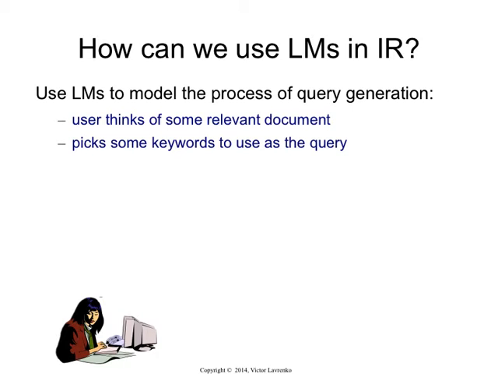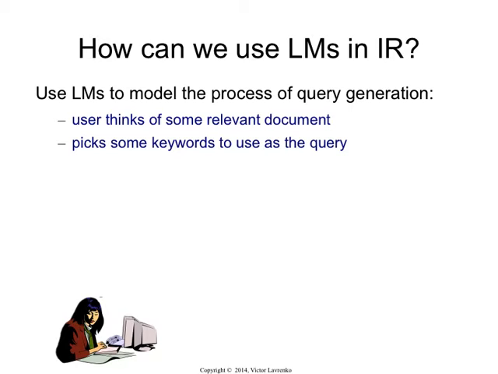How are we going to use language models in information retrieval? Here you come up with this formalism, or conceptual notion, of how queries could have been generated. Then we're going to use that notion for ranking documents quite directly. So what we're going to assume is that the way that users generate queries has a very particular form.